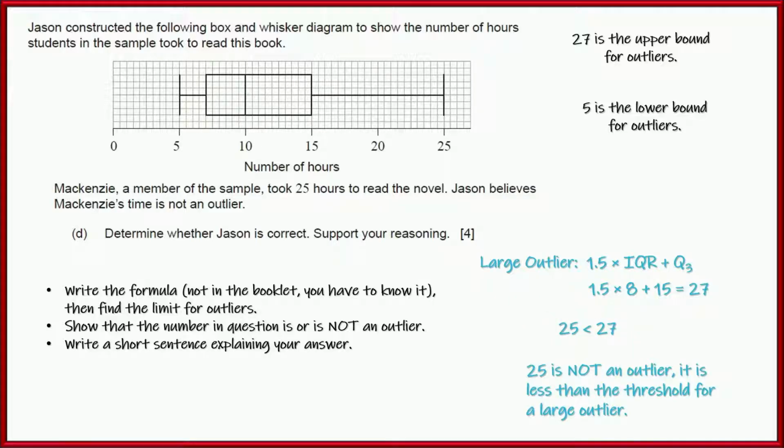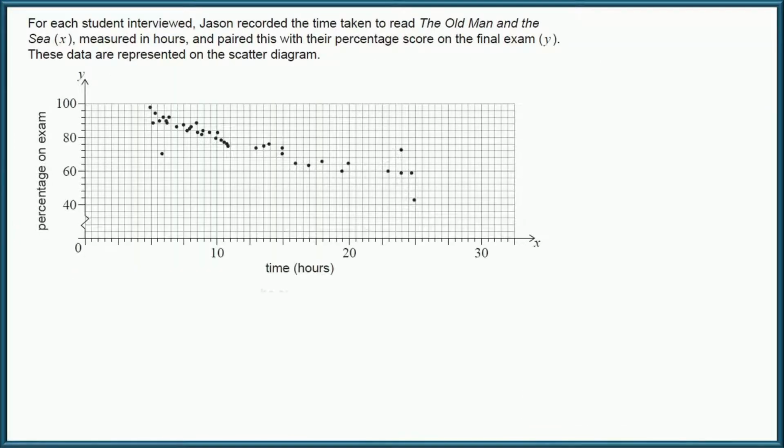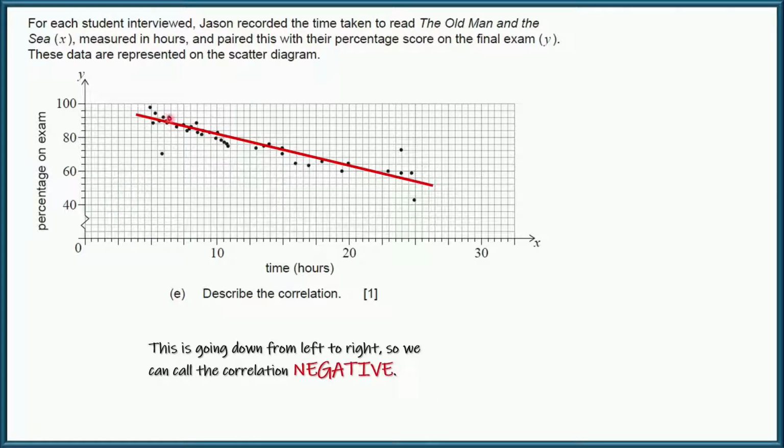All right? So next up. All right. So for each student interview, Jason recorded the time taken to read Old Man and the Sea, that's X time, measured in hours, and paired this with their percentage score on the final exam, Y. So here's the score on the test. These data are represented in the scatter plot. All right. Describe the correlation. Well, if you draw a line of best fit, which kind of averages all those points, you can see it's got a negative slope, so the correlation could be described best as negative. Next part.